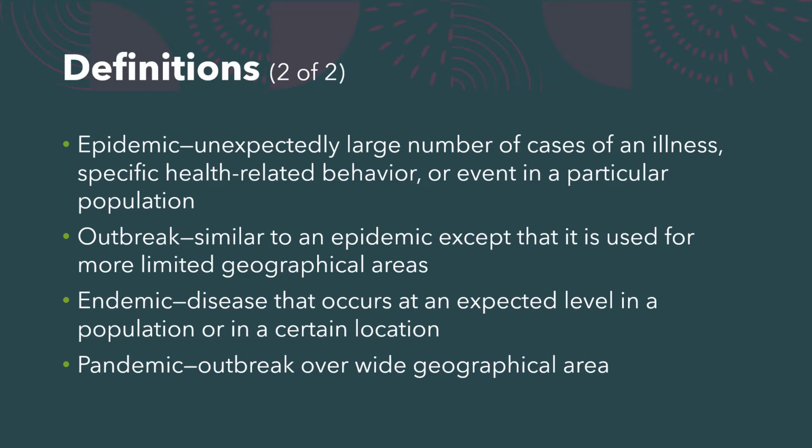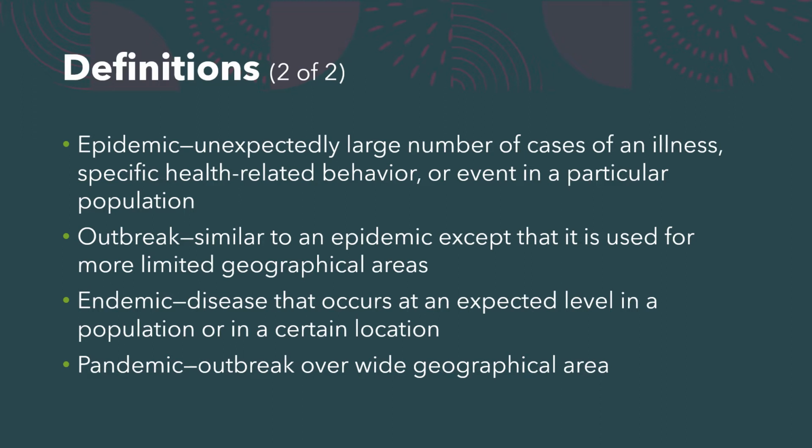An outbreak is very similar, except it's typically used for a more limited geographical area. So for example, you might have heard that there was an outbreak of measles in Disney World. It's a smaller geographic area. Endemic is a disease that occurs at an expected level in a population or in a certain location. So certain diseases, right? Malaria is endemic in areas where there are mosquitoes that carry malaria.